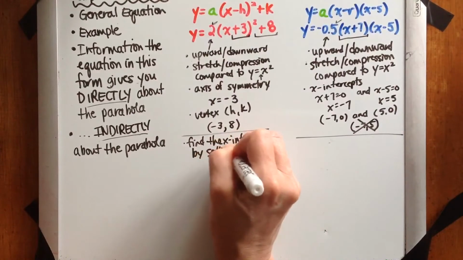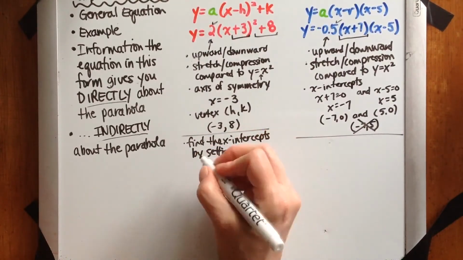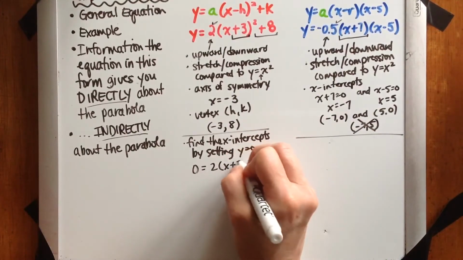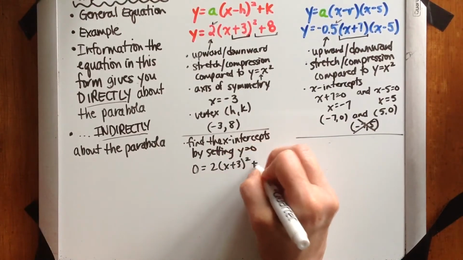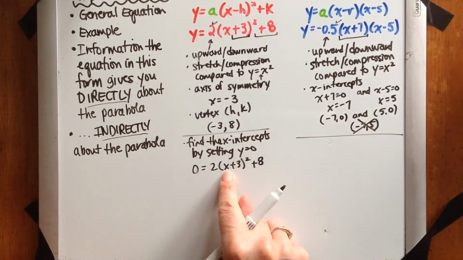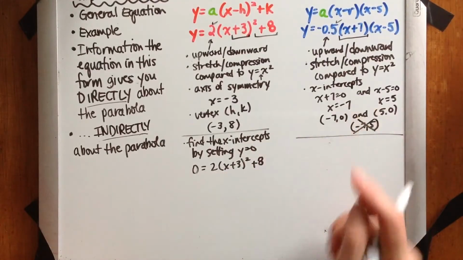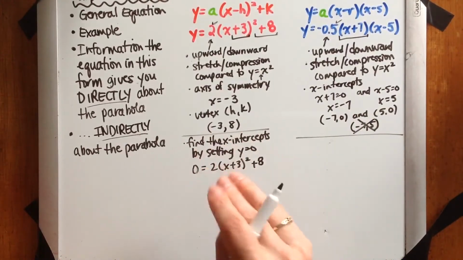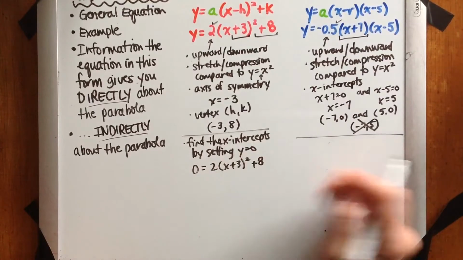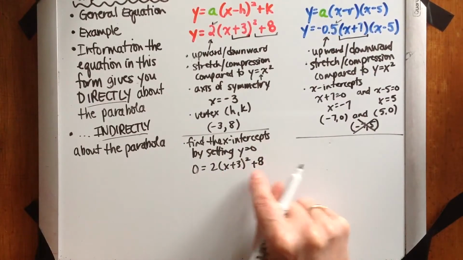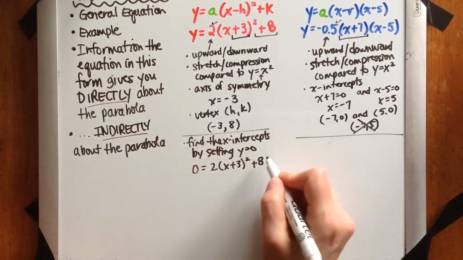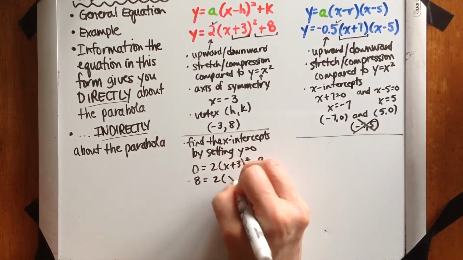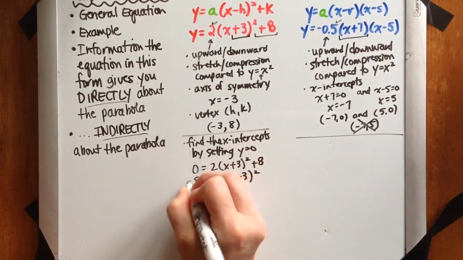Let's set y equals 0 and see what happens. So I would have 0 equals 2 times (x plus 3) quantity squared plus 8. And I want to solve for x. What's the value of x, like I solved for it over here? So using SAMDEB, which is the opposite of BEDMAS, I want to peel away these layers to get down to finding x. Let's take this 8 away from both sides. So I end up with negative 8 is 2 times (x plus 3) quantity squared.